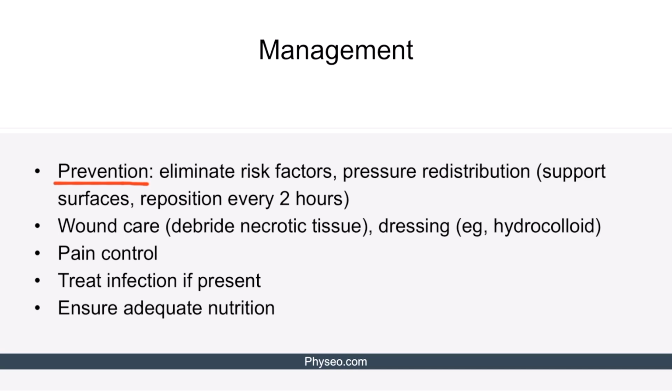Once an ulcer is developed, appropriate wound care, including debridement of necrotic tissue and pain control should be carried out. Wound dressing, such as hydrocolloid dressing, is important to keep the wound moist and to absorb the exudate. Now, if infection is present, appropriate antibiotics and treatment for that infection should be administered.